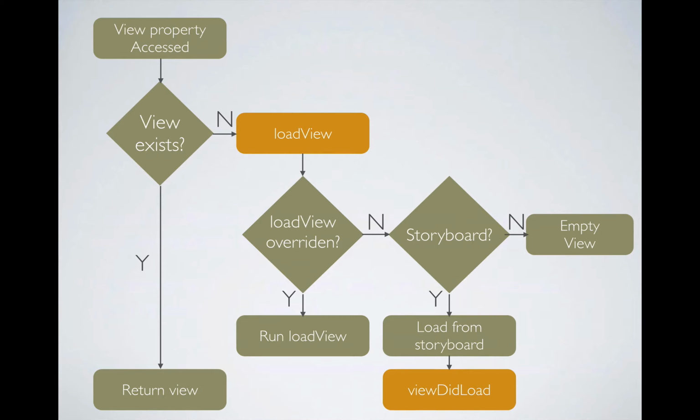First we check, is load view overridden? So does the custom view controller, the derived view controller class, implement load view? If it does, it's going to run that particular method, which in theory should be producing the view hierarchy. Now, if it hasn't been overridden, it's going to check, is there a storyboard? If there is, it's going to load the view hierarchy from that storyboard and ultimately call viewDidLoad, the framework hook method, on our custom view controller. And if there is no storyboard, it's just going to return an empty view.